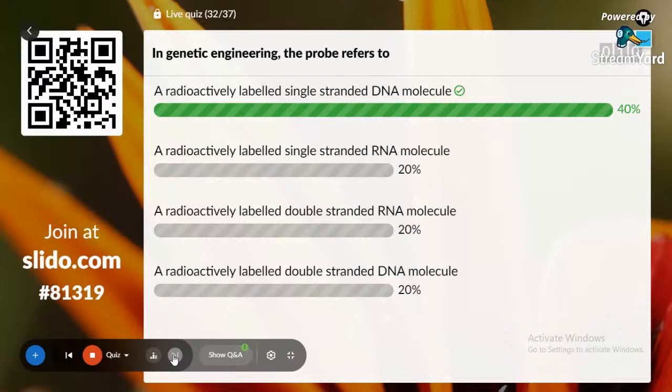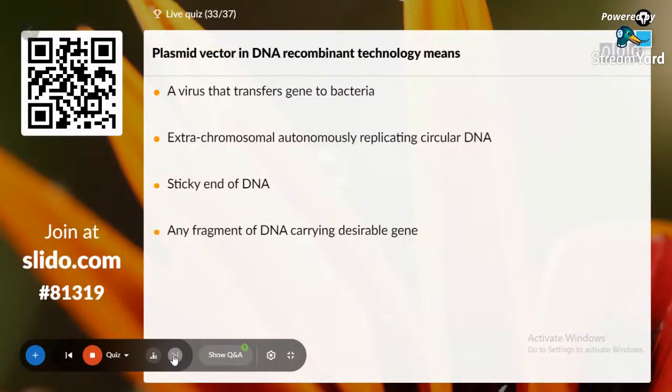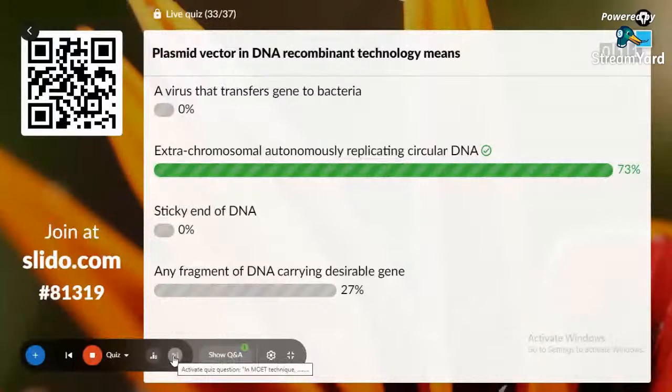33rd question. Plasmid vector in DNA recombinant technology means: a virus that transfers genes to bacteria, an extra-chromosomal autonomously replicating circular DNA, sticky ends of DNA, or any fragment of DNA carrying a desirable gene. Yes, the majority answer, 73%. Plasmid means the extra-chromosomal material inside the prokaryotic organism.